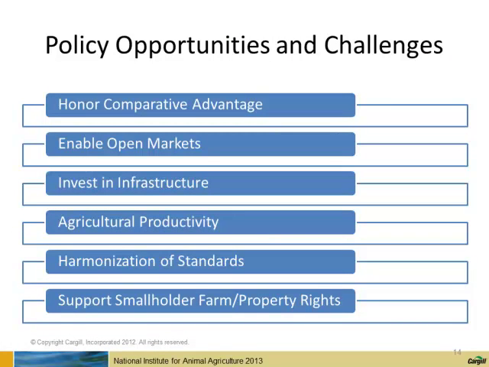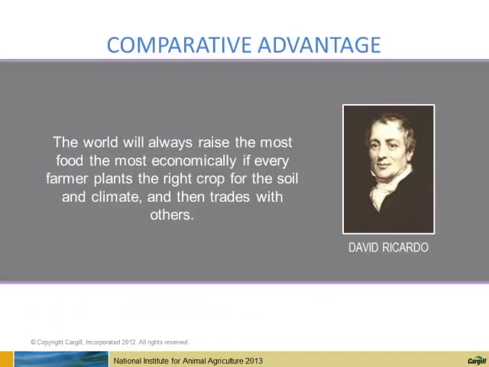We think a number of them are honoring comparative advantage, enabling open markets, investing in infrastructure, ag productivity, harmonization of standards, and then property rights. Comparative advantage. Folks remember David Ricardo from economics? In 1817, when he wrote his book, he basically said that the world will always produce enough food if you grow what you're good at, the right food in the right climate, and then trade. How simple is that? We believe that. Grow what you're good at, the right food, the right grain, maximize your production, and then trade. Honor comparative advantage, and we believe that it's fundamental to ensuring abundant and secure food.